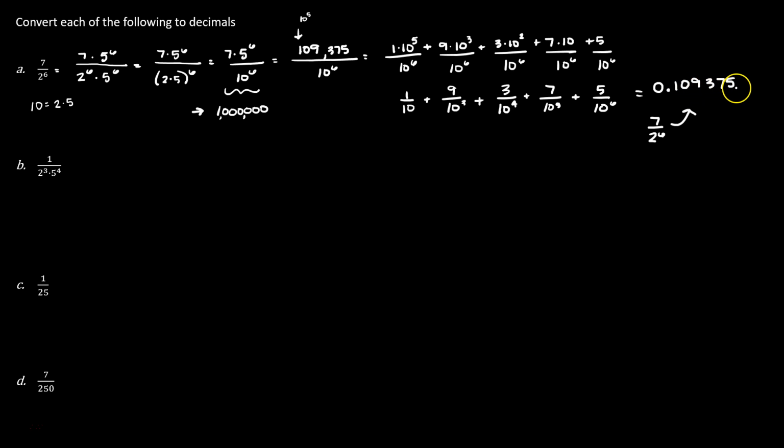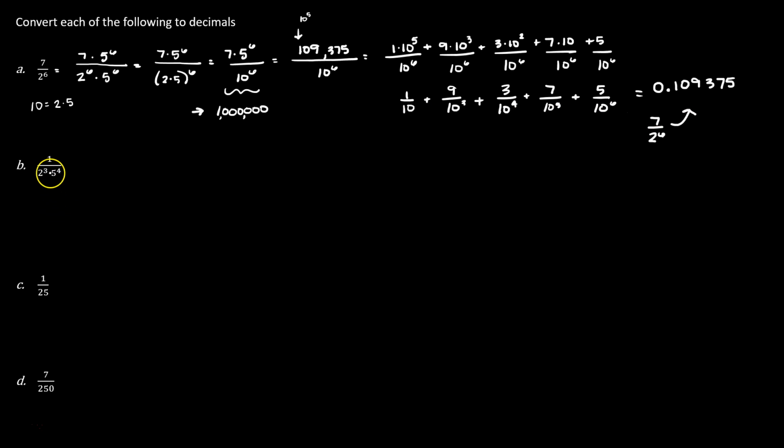0.109375, which we could read as 109,375 millionths. What a number. Lots of people say they like decimals better than fractions, but that was a heck of a lot easier to say, 7 over 2 to the 6th, than to read that number, right? Often you'll hear people just read the digits, 0.109375, because saying 109,375 millionths is a mouthful.